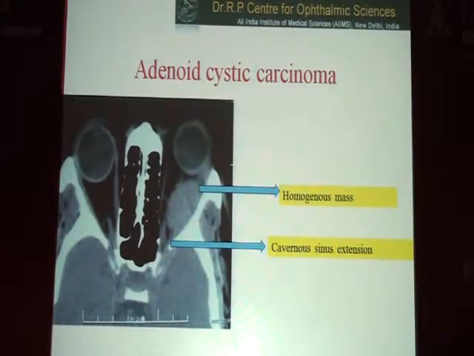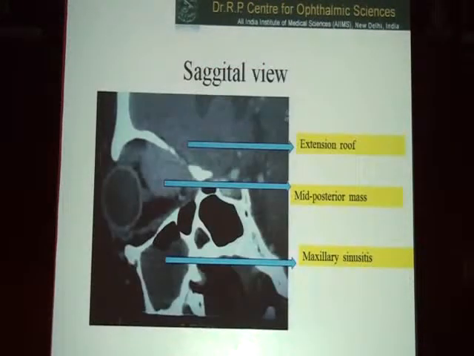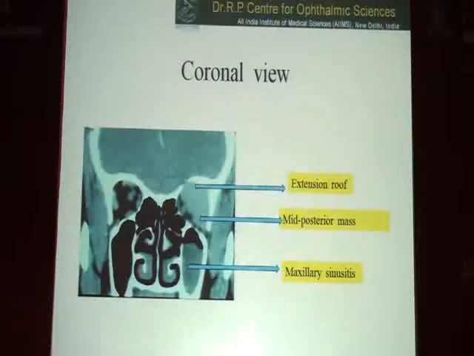Adenoid cystic carcinoma usually also shows up as a mass. So this is a tumor which has posterior extension into the cavernous sinus. This is the axial view of the CT, and this is the sagittal view where you can see the same tumor. The tumor is extending into the roof of the orbit. It's eroding through the roof and extending intracranially, and it appears as a mid-posterior mass. There is also incidental maxillary sinusitis. This is the coronal view, again showing the same findings: extension through the roof, a mid-posterior mass, and a maxillary sinusitis.